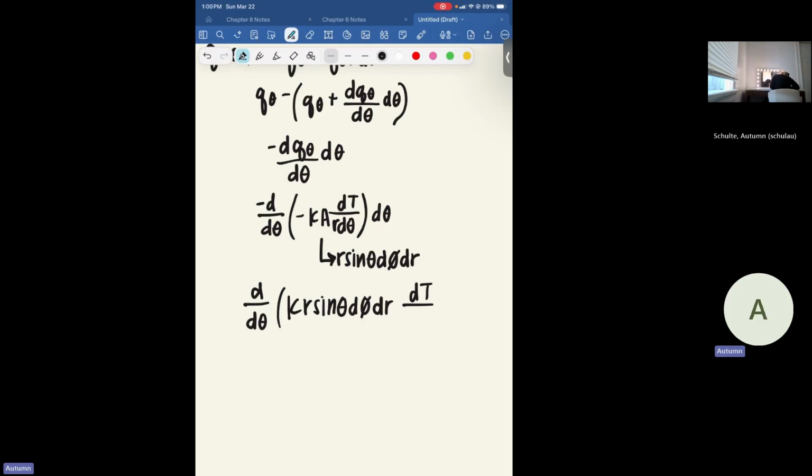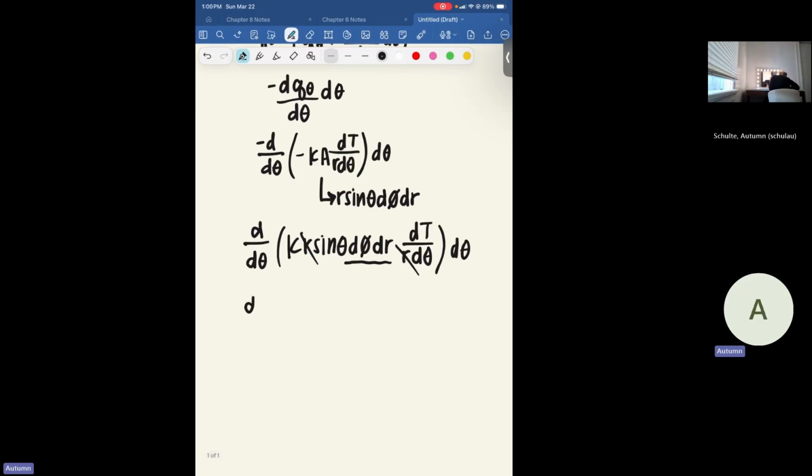times the derivative of the temperature with respect to theta times r d theta. So we'll see our r terms cancel. And we can take out this d phi and dr, but our sine theta must stay in there. So this is going to be the derivative with respect to theta times the thermal conductivity multiplied by sine theta, the derivative of the temperature with respect to theta, multiplied by d theta, dr, and d phi.